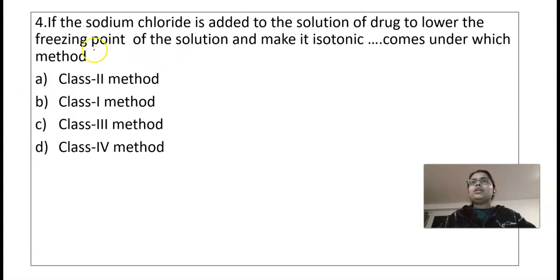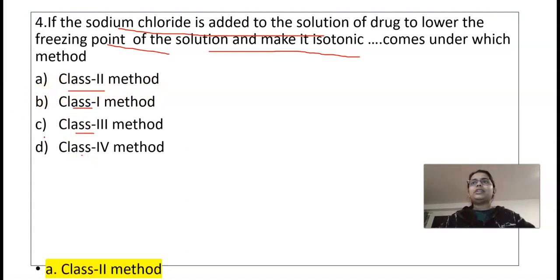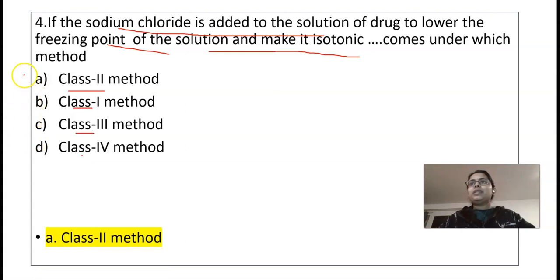Question number 4, if sodium chloride is added to the solution of a drug to lower the freezing point of the solution and make it isotonic, which method does it come under? So there are four options: class 2, class 1, class 3, class 4. So the correct option is the class 2 method. Class 2 is the correct method.